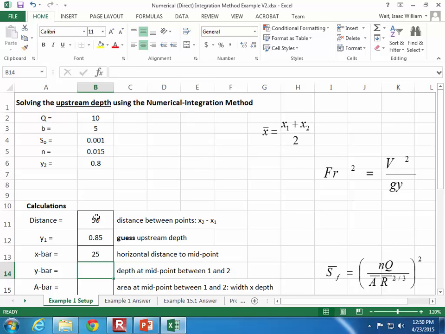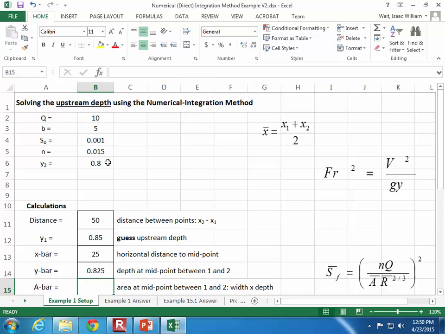What's the depth there at the midpoint? I'll just do the average of Y2 and Y1 for the depth at the midpoint. So equals Y1 plus Y2 divided by 2. That's the average depth between the two.